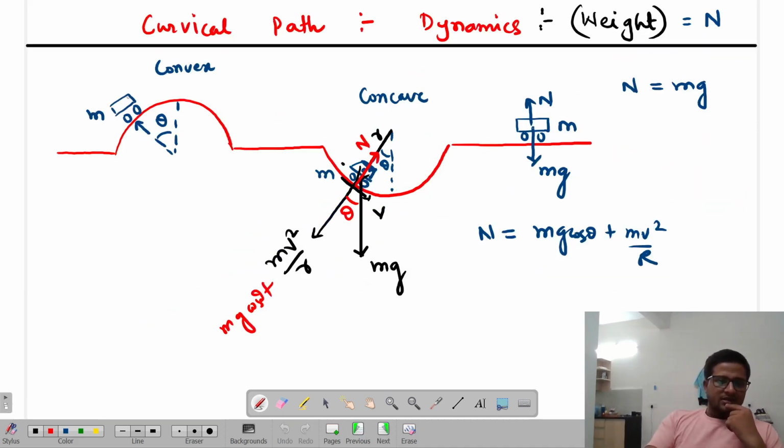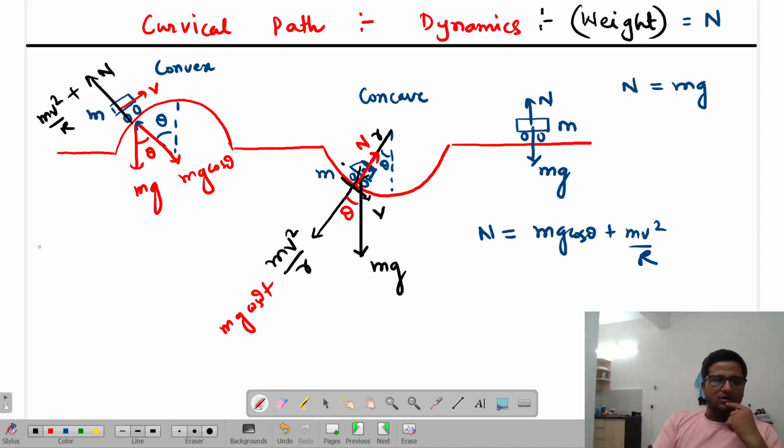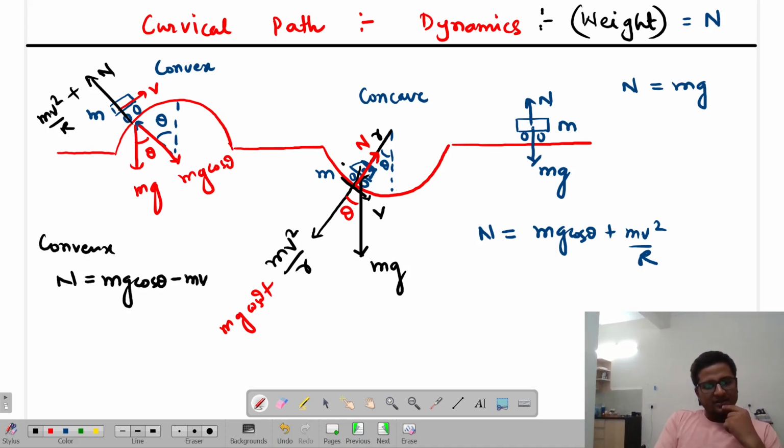So basically, if this has velocity v, this is mg, this is mg cos theta, if this angle is theta, and then this is my normal plus mv square by r. So on convex surface, my normal is nothing but mg cos theta minus mv square by r. Are you able to understand me or not?